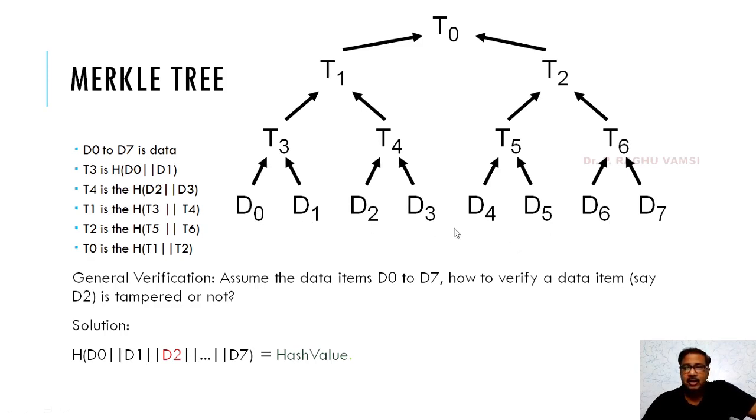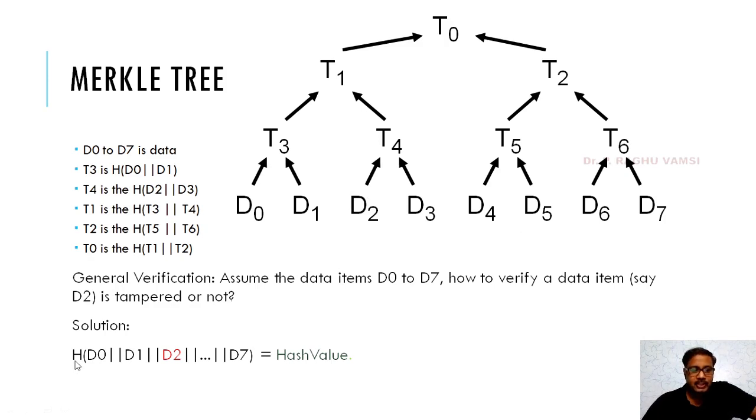Otherwise, he cannot check, because he needs the other data items like D0, D1, D3, D4, D5, D6, and D7. Whenever all these data items are given to the verifier, then only he can check whether D2 is really tampered or not. Unless D0 to D7 are there, the hash code that we generated by adding all these data items cannot be reproduced. So that is the reason the verifier should have all these data items to verify whether one of the data items is tampered or not.